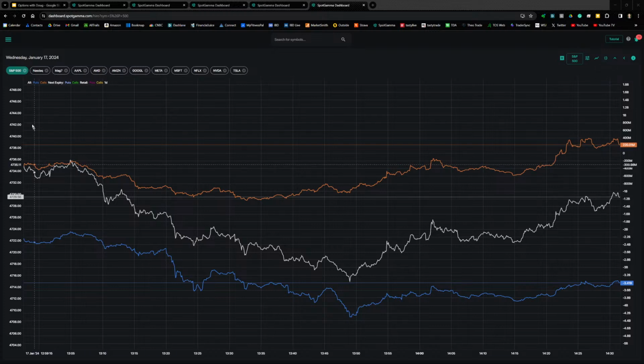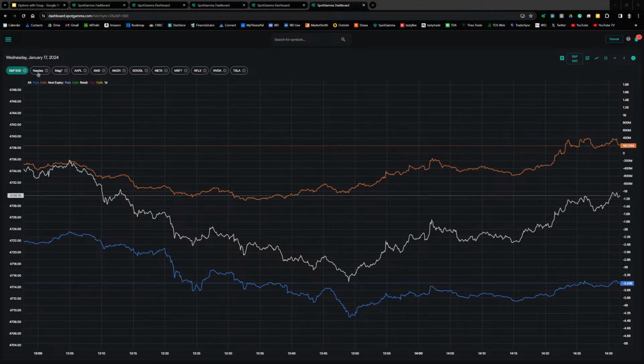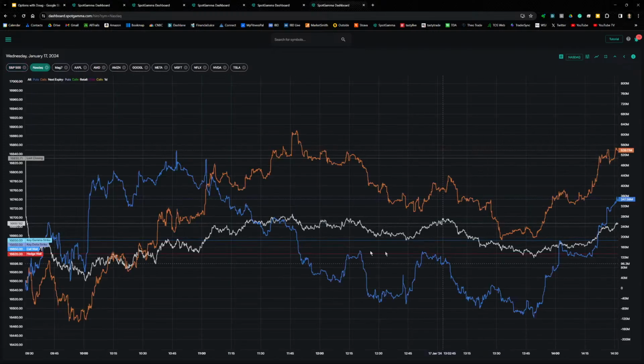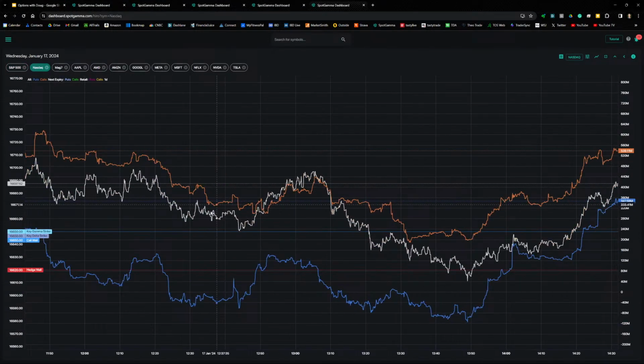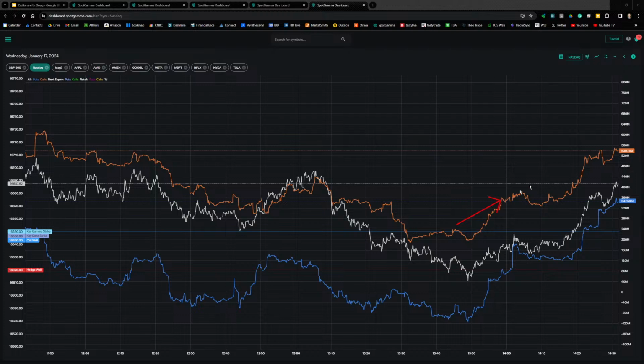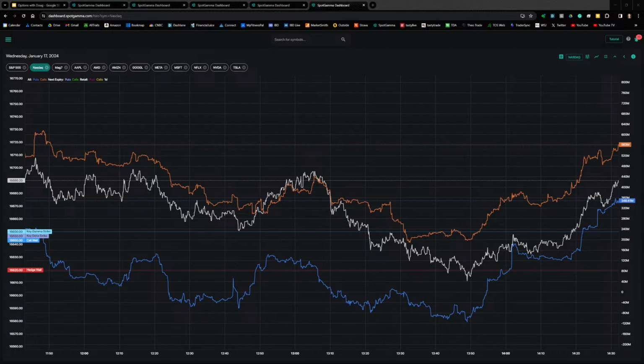And finally, let's take a look at NASDAQ. All right, so same situation, just a little bit more aggressive. Both the orange line and blue line now moving in the same direction. Traders are buying calls and selling puts. Powerful directional signal.